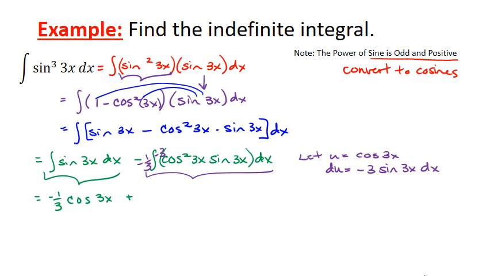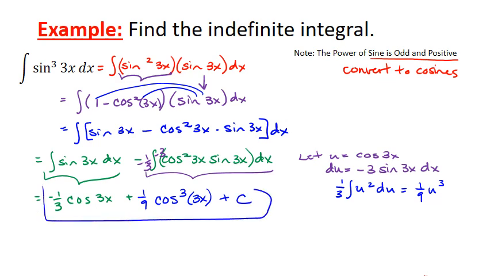When I integrate this, I have 1/3 times the integral of u squared du, which gives me 1/9 u cubed. So I'll just plug that back in, and this will be positive here. So 1/9 of cosine cubed 3x plus c. And this is the final answer.